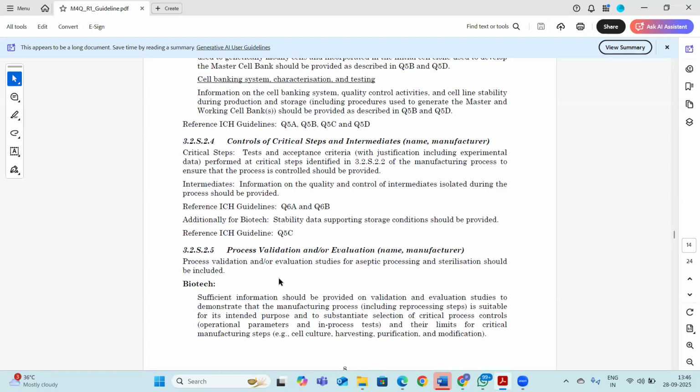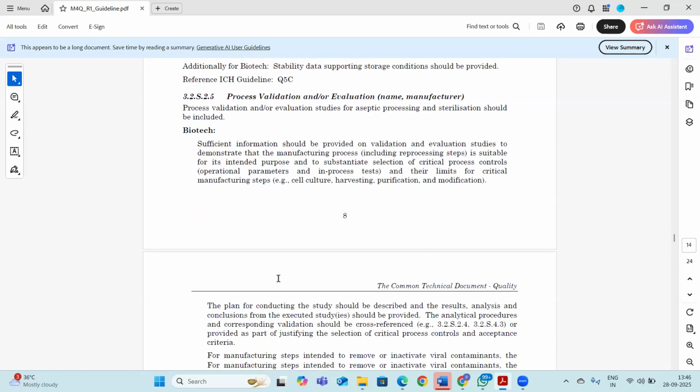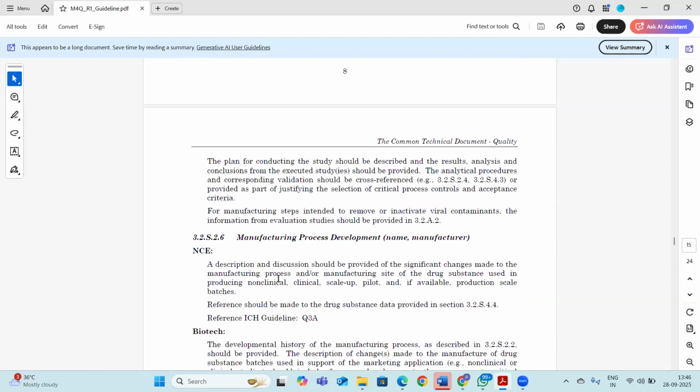Then comes your process validation or evaluation, where all the data related to aseptic processing and sterilization should be included, both for biotech and NCE.